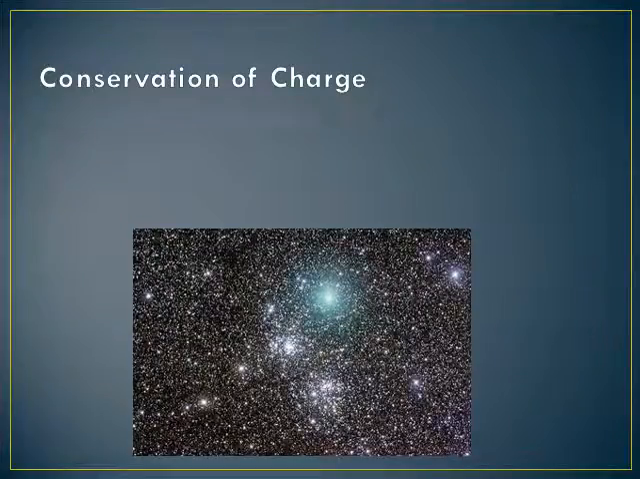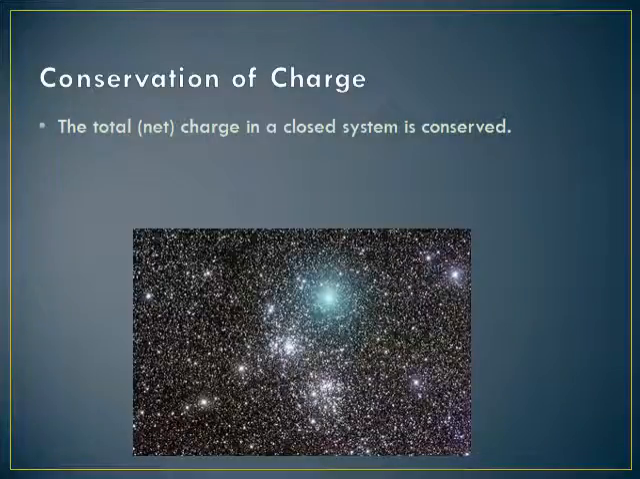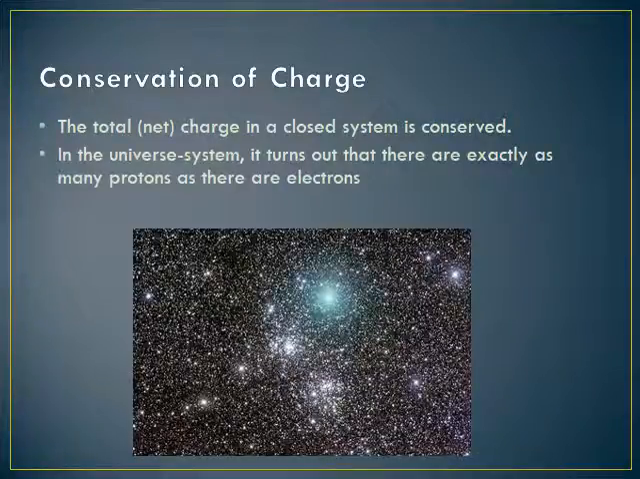So the charge in the universe is conserved. Total net charge in any closed system is going to be conserved, but of course the biggest, most closed system out there is our universe. And by coincidence, it turns out there are exactly as many protons as there are electrons in our universe. I say by coincidence because there's no sense that this needed to be the case in what we understand about the Big Bang. There could have been vastly unbalanced numbers of protons and electrons in the universe.